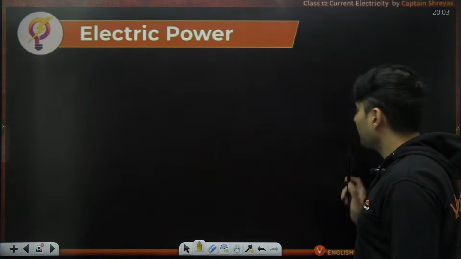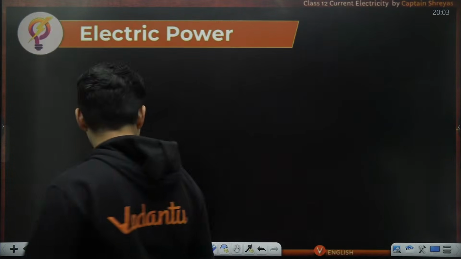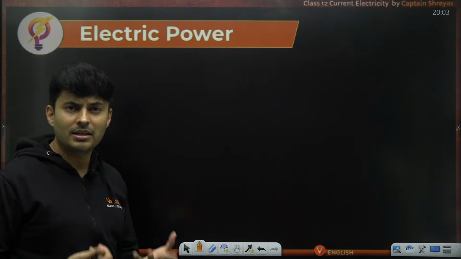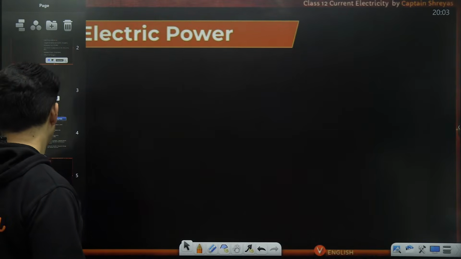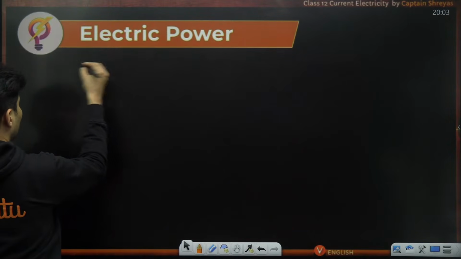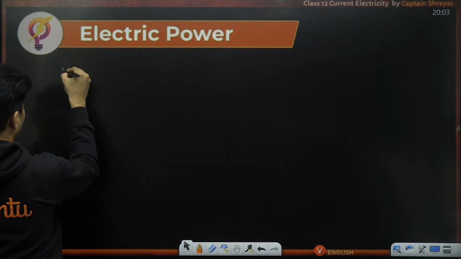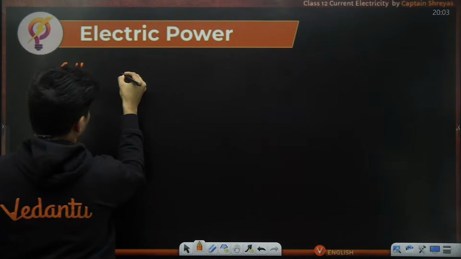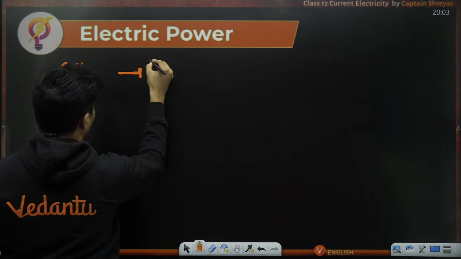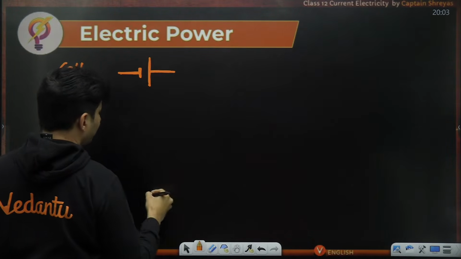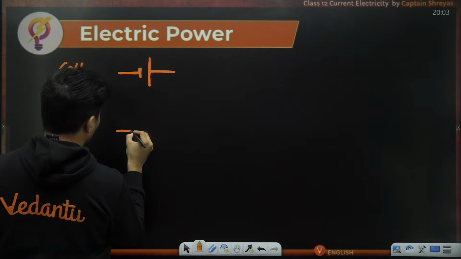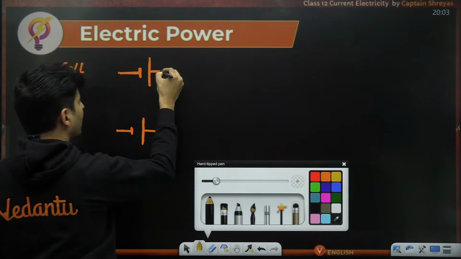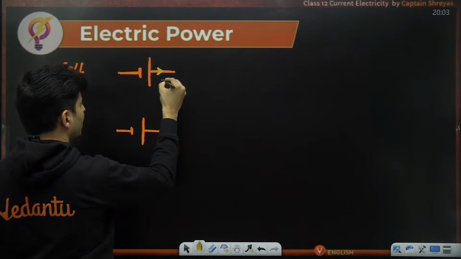So starting off with the concept of electrical power. See, power in electricity means the rate at which electrical energy is being consumed or being used up somewhere or being supplied. So in case of a cell, you will notice that if this is the negative terminal, this is the positive terminal. Say for example, you have this cell giving out current in this particular manner. The current is coming this way.